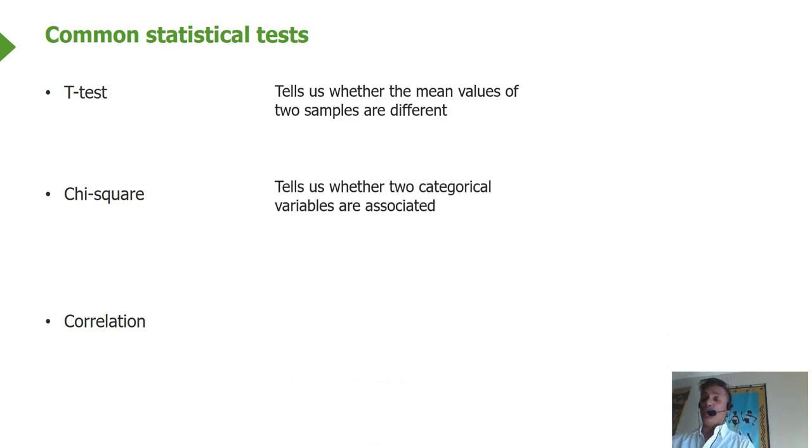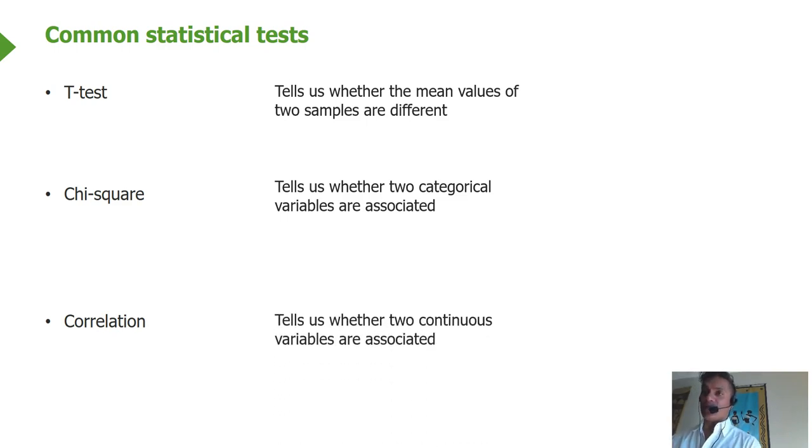Chi-square is when we are comparing categorical variables. We can't compute means on categorical variables. I can't compute means on which country you're born in and what gender you are, etc. I can count number of cases and do proportions, but I can't do means. So a chi-square allows us to test whether two categorical variables are associated.